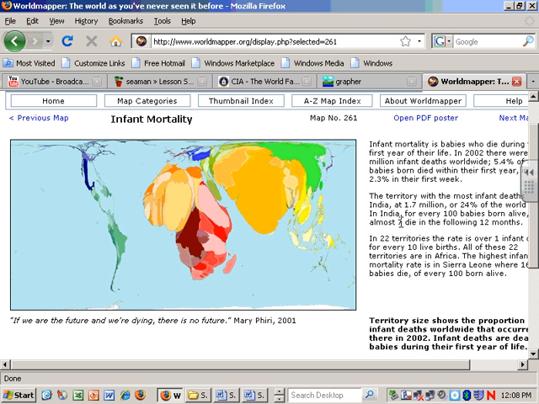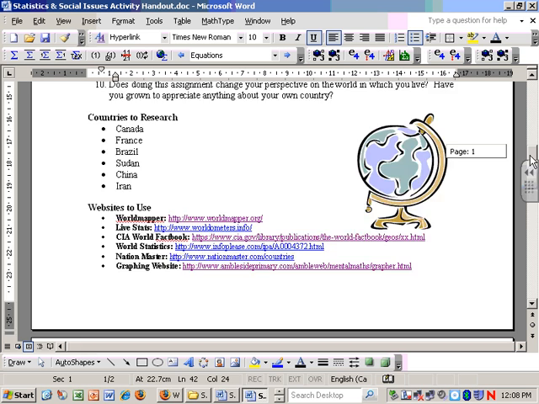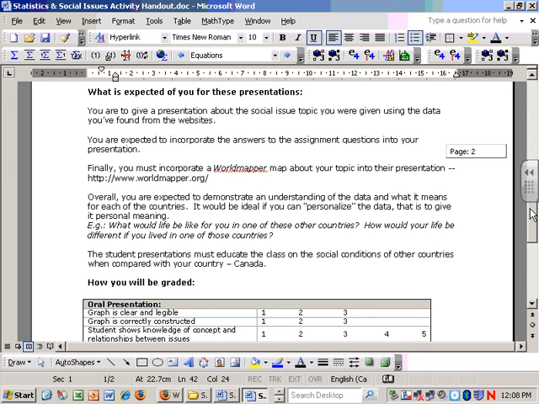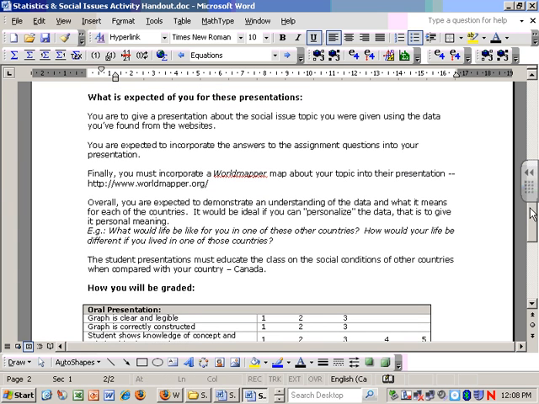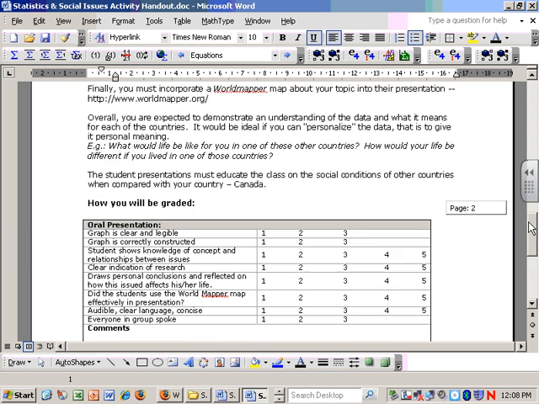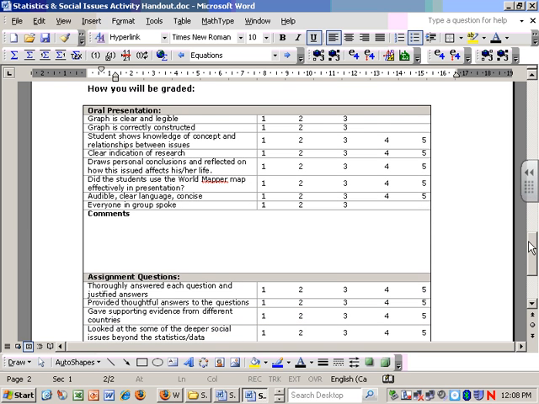So, assessment. For the assessment, we have it broken down into a couple different parts. We would assess them on their presentation. Did they speak clearly? Was their graph correctly labeled and accurate? And then a little bit more into the deeper issue, like did they consider these world issues? Did they actually look into things? Did they research? That kind of thing.